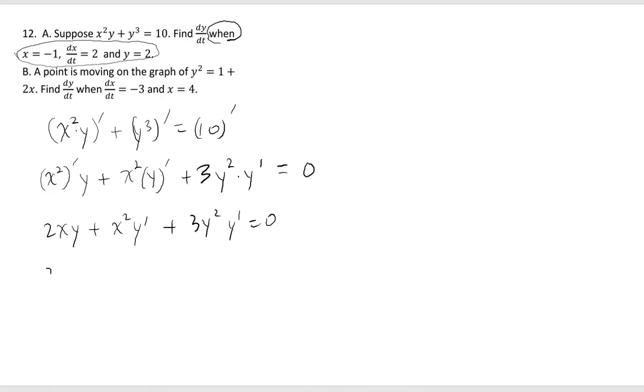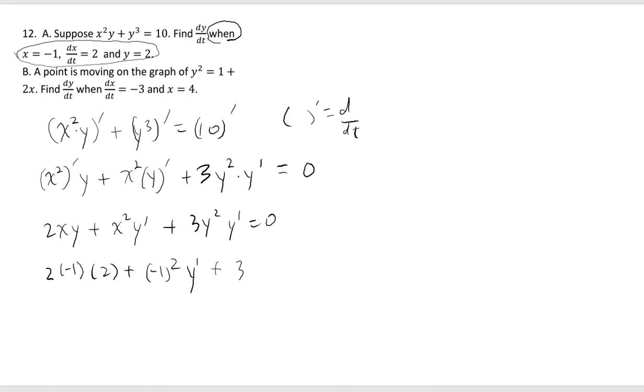Let's plug them in. x is negative 1, y is 2, x is negative 1, and y prime is the one that we want to find out. y prime is the same as dy/dt, that's the unknown. Oh, sorry, I made a big mistake here. This is not implicit differentiation. We're differentiating by t, right?